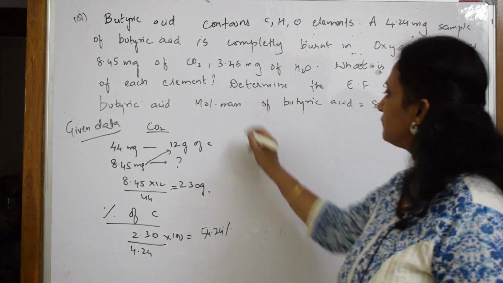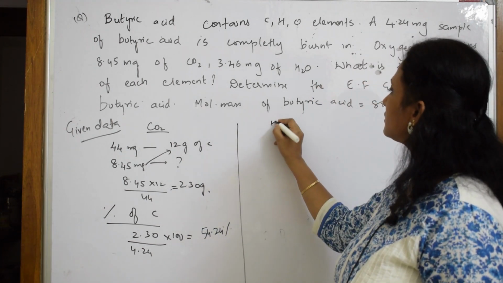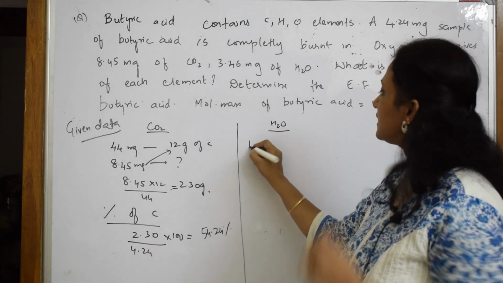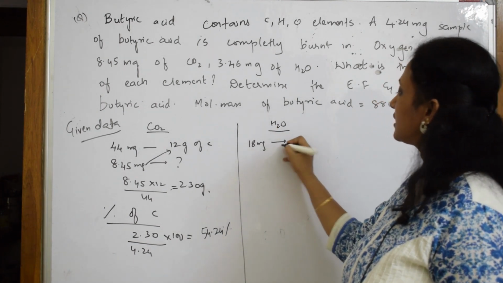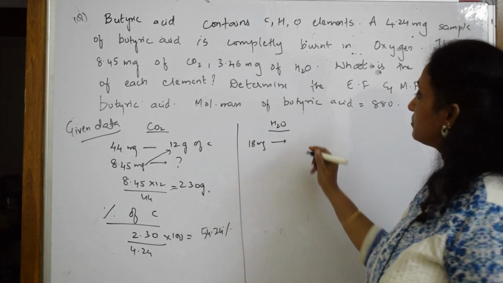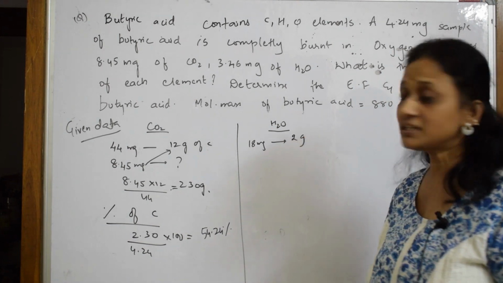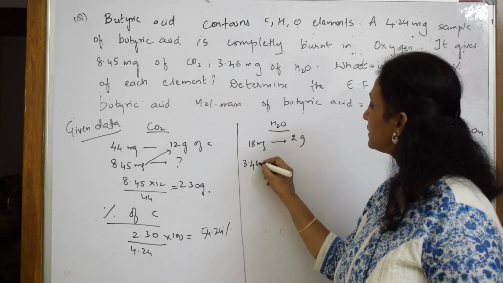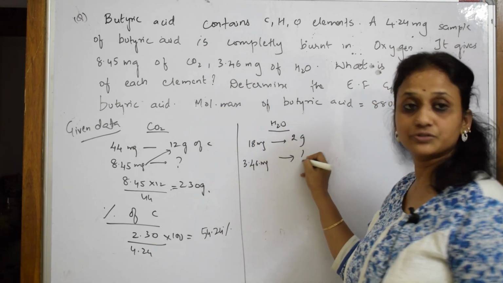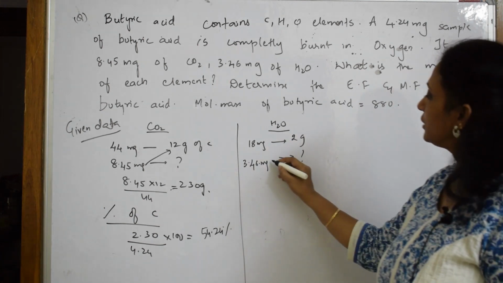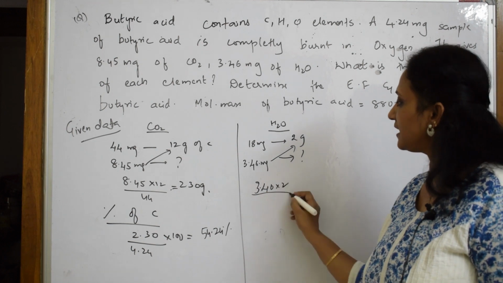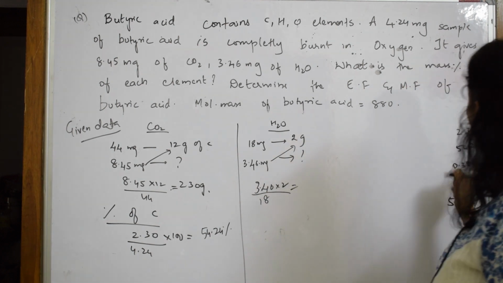Now let us find the same for hydrogen. In terms of water, what is the molecular weight? 18 milligrams of water contain how much weight of hydrogen? 2 milligrams, isn't it? Now 3.46 milligrams contains how much hydrogen? You need to find that first. For that, you're going to cross multiply in this way. 3.46 into 2 by 18. Then how much do you get?